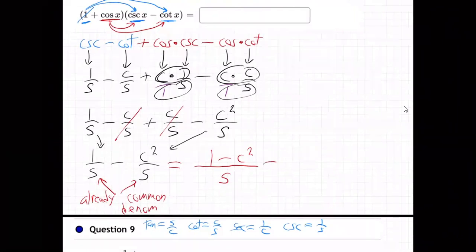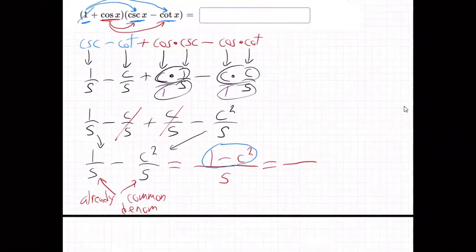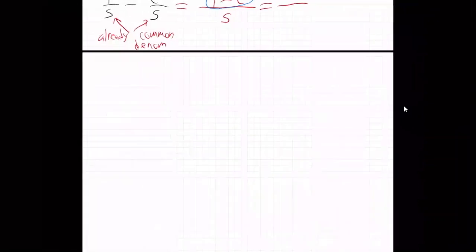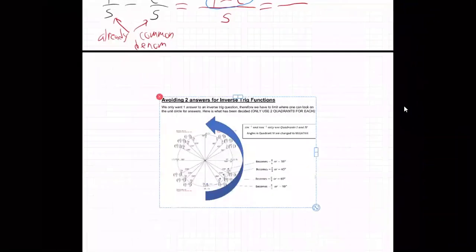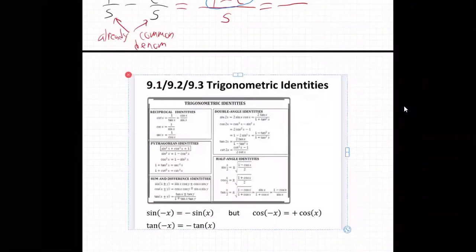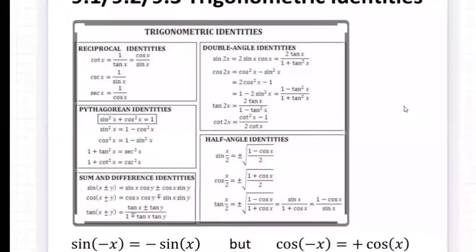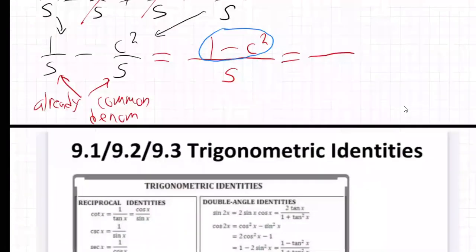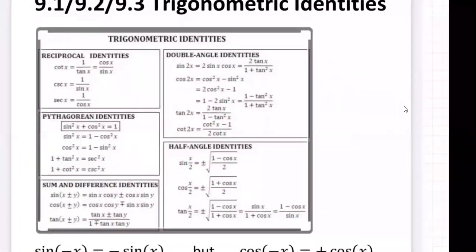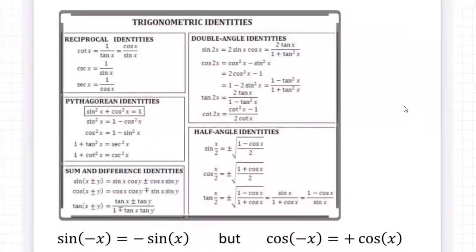Good. And now we need to recognize something. This guy right here. From our formula sheet, let me grab the formula sheet for you. That's not the one I wanted. There it is. Yeah, so what do we have? 1 minus cosine squared? There it is. Right there. 1 minus cosine squared is sine squared.